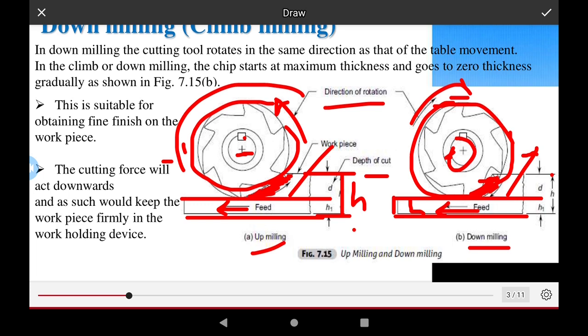Some of the work holding devices are used for holding the jobs and holding the cutters. Job tables are also provided for support of the workpiece, and they also keep the workpiece firmly in the work holding devices.